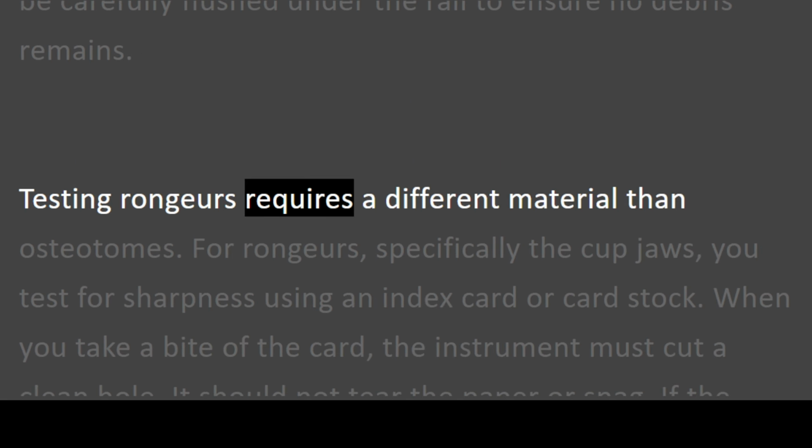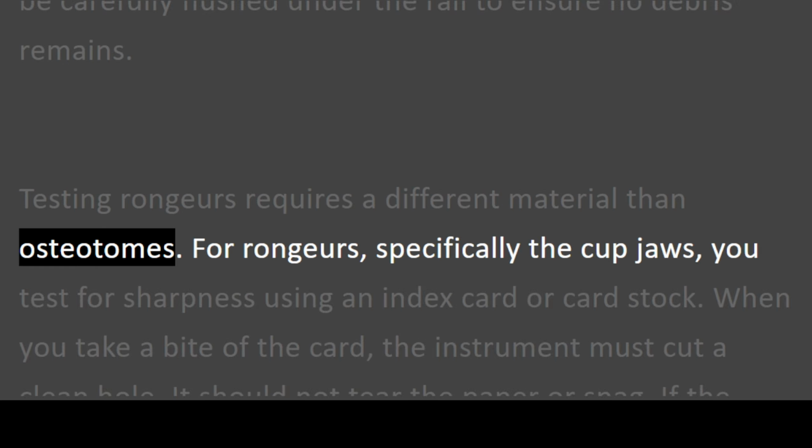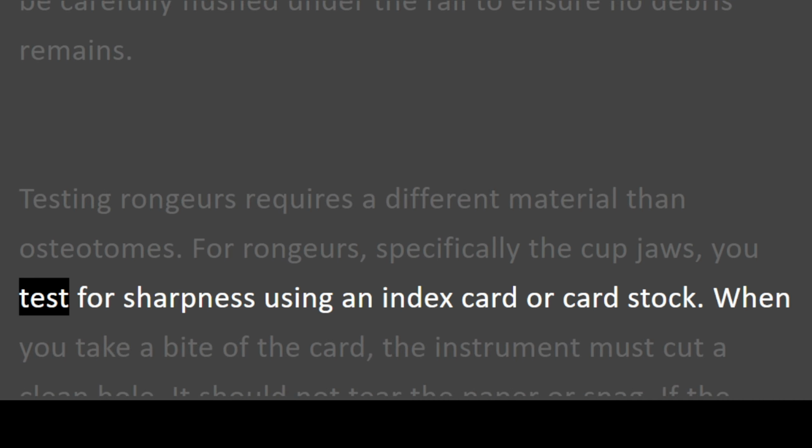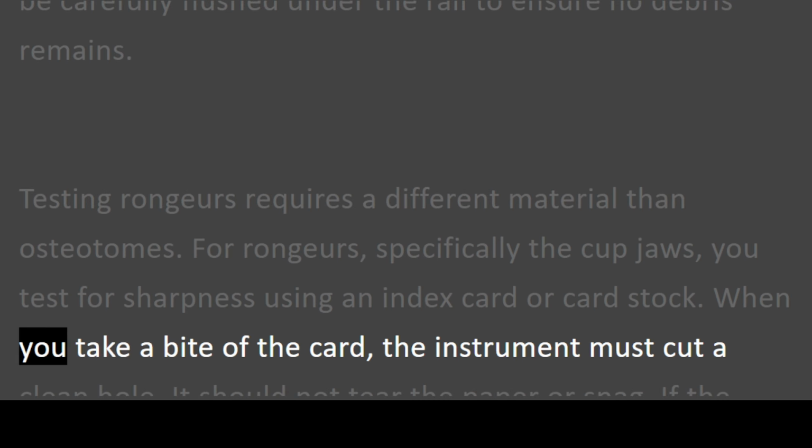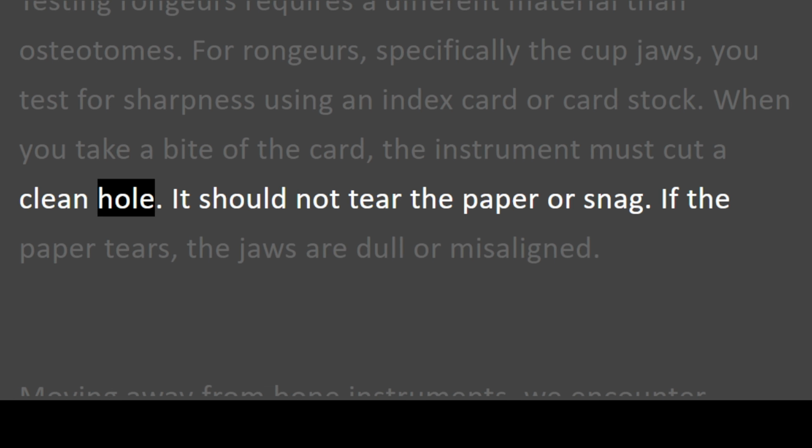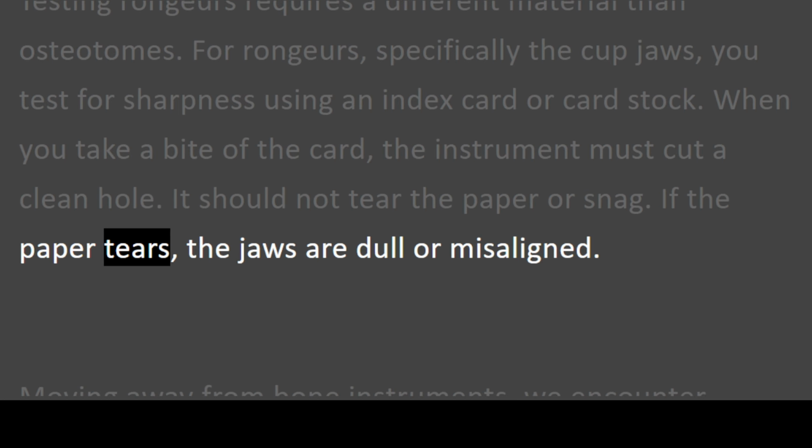Testing rongeurs requires a different material than osteotomes. For rongeurs, specifically the cup jaws, you test for sharpness using an index card or card stock. When you take a bite of the card, the instrument must cut a clean hole. It should not tear the paper or snag. If the paper tears, the jaws are dull or misaligned.